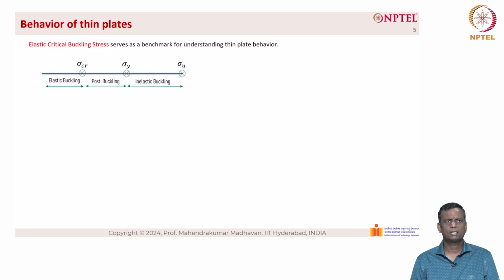Here you can see that from the loading until it reaches sigma critical, it is called elastic buckling. Beyond sigma critical until it reaches sigma y, it is called post buckling. And beyond sigma y until it reaches sigma u, it is called inelastic buckling. Here the term sigma critical is a function of the geometry of the plate, whereas the terms sigma y and sigma u are material properties, the yield stress as well as the ultimate stress of the plate.